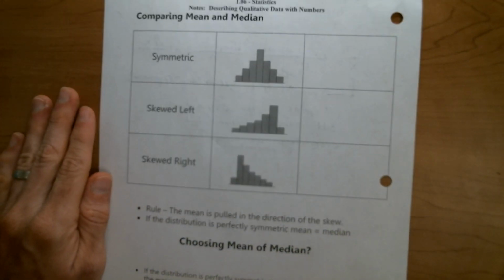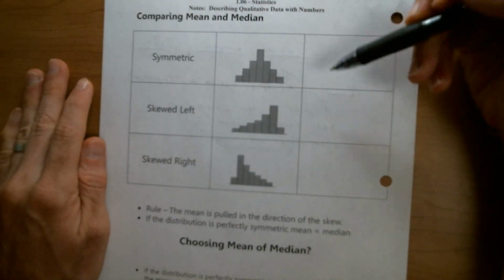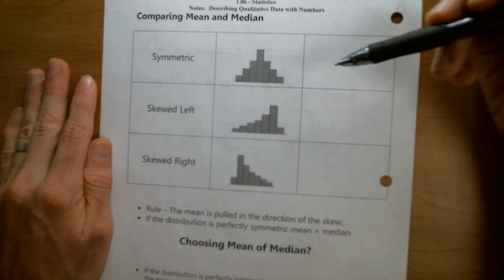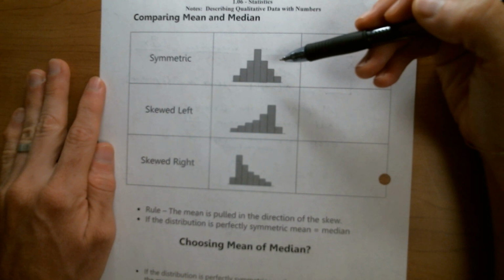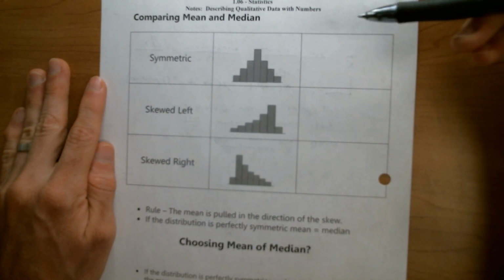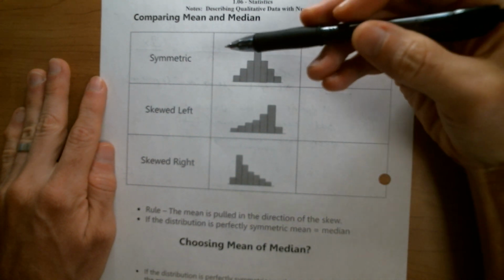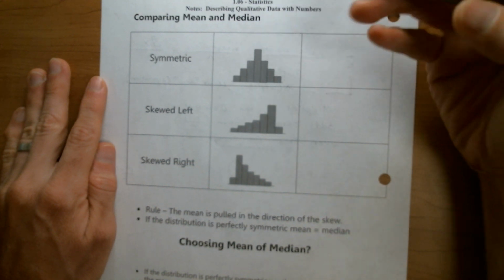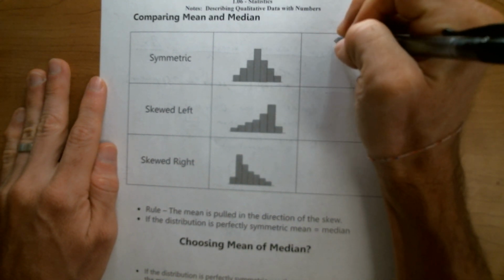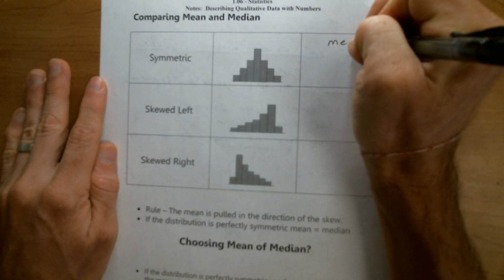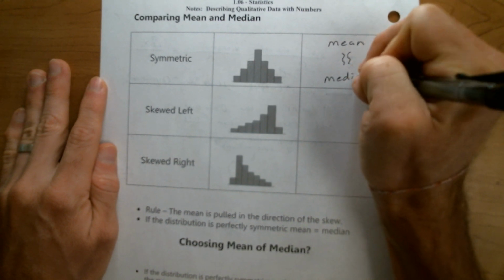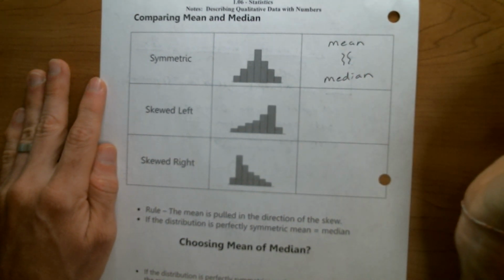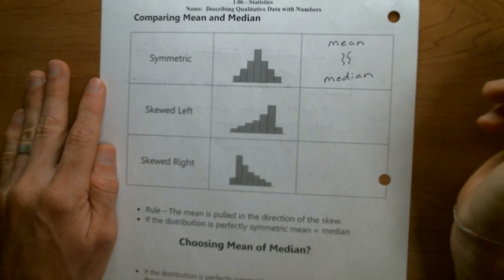All right, let's flip over to the back. So comparing mean and median. This is one thing that you're going to want to be able to do. If I tell you the shape of the distribution, you should be able to tell me something about the relationship between the mean and the median. When a distribution is symmetric, the mean is going to be approximately equal to the median. They might not be exactly the same, but they're going to be very close.